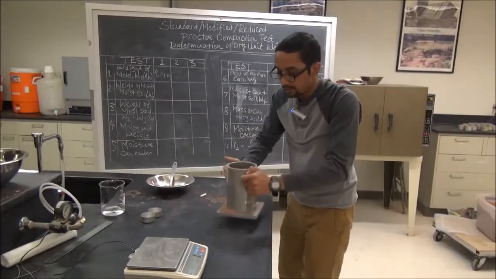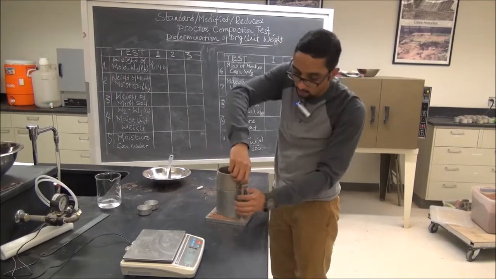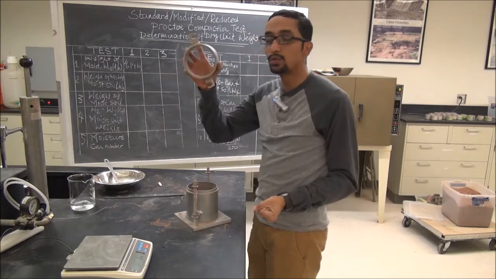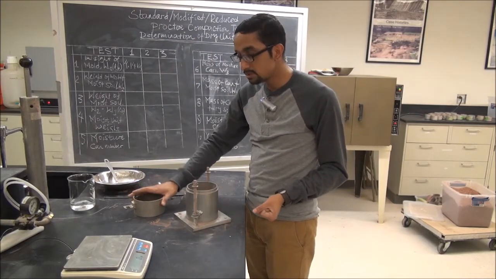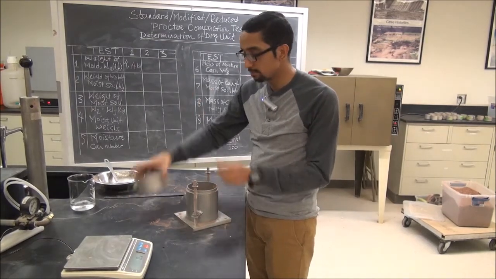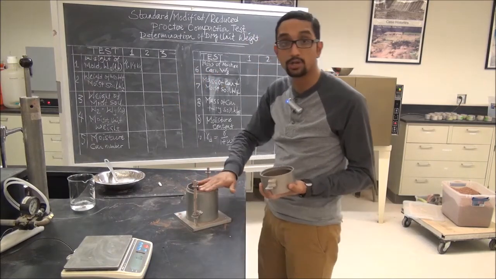So I have compacted 3 layers of soil in this mold. The next thing to do is take this collar out. Now we have taken out the collar from the top. While compacting your soil, sometimes it may be the case where your soil might come towards the collar. So after removing the collar, you want to make sure you flush it to the top.